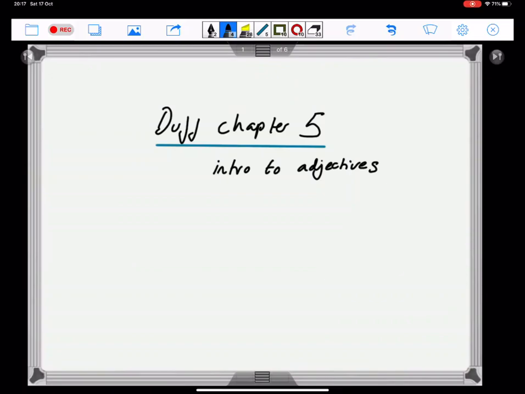Duff Chapter 5 works much better as an overview than some of the other chapters. And if you've got to grips with chapters 2 and 3, then it really won't be too difficult. So the first thing you should do is go back and review chapters 2 and 3 on noun endings. This chapter will introduce adjectives.